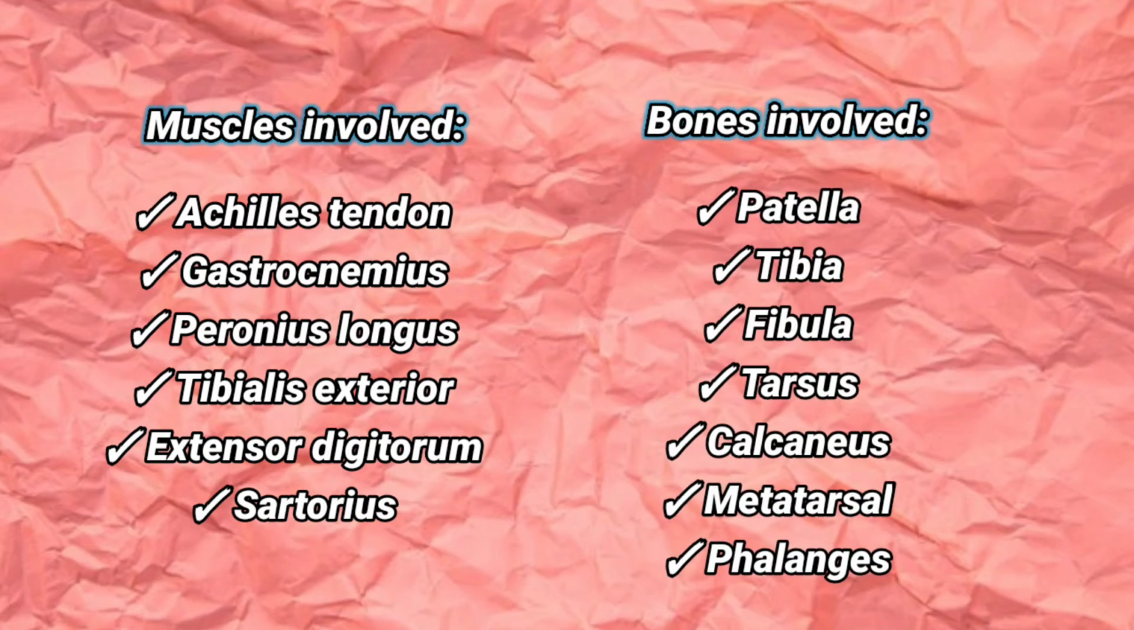Muscles involved are Achilles tendon, gastrocnemius, peroneus longus, tibialis anterior, extensor digitorum, and sartorius. Bones involved are patella, tibia, fibula, tarsus, calcaneus, metatarsal, and phalanges.